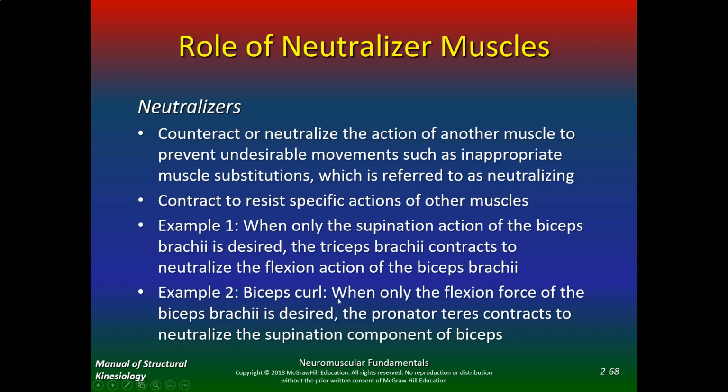Now, when you do a biceps curl, when only the flexion force of the biceps brachii is desired, the pronator teres contracts to neutralize the supination component. So remember, when you do a curl, you can supinate, like do that little twist, and in order to prevent that twist, the pronator teres would have to be active. But if you want that nice rounded look, then you want the supination action.